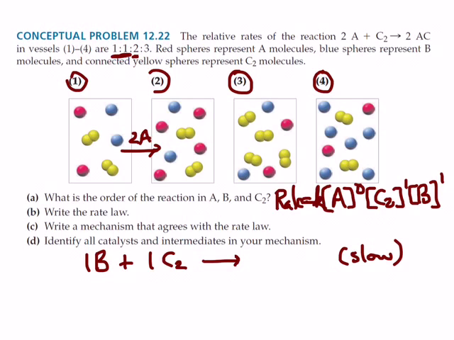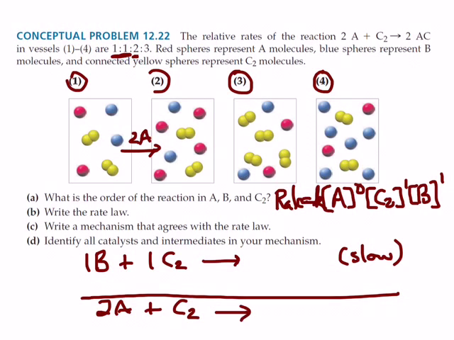Now, since B did not show up in the overall reaction, we're going to have to assume here that B, since it's a reactant here, would have to be a catalyst. So at some point, the B has to be produced as well. We also need 2 atoms of A to come in here as well. So what we need to do is apply some creativity, but we also know that we need to end up with 2 A's reacting with a C2, and we need to get 2 ACs as our overall reaction.